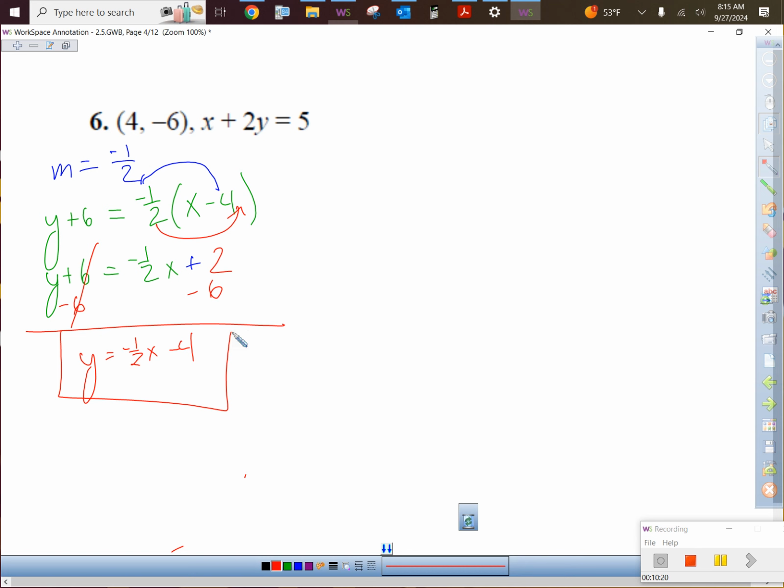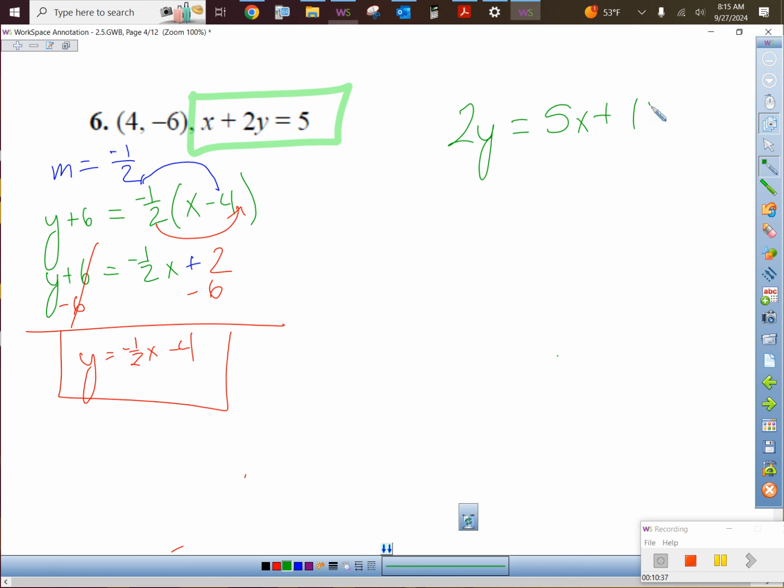What do you think? Sometimes, my friends, they'll give you a line that's in neither form. Like I'll do one for you right here. They might make it like 2y equals 5x plus 10. That is not in slope-intercept form, nor is it in standard form. Are you with me on that?